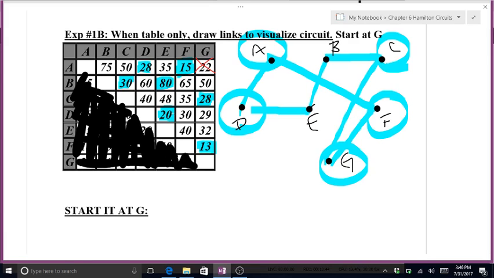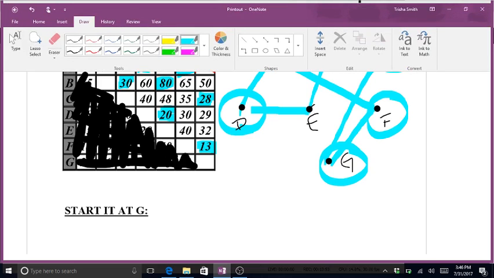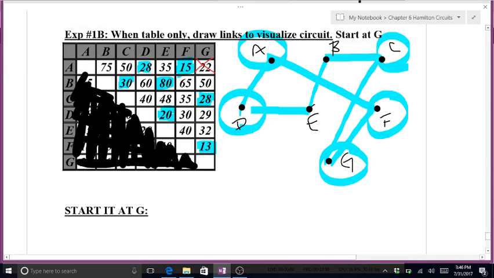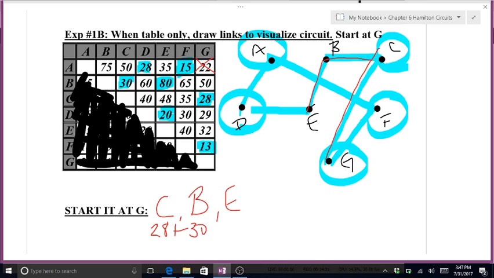Okay. And then our last step is to write it out. We want to start at G. So I can go G to C. G to C is 28. From C we go to B. From C to B we're at 30. From B we go to E. E to B is 80.